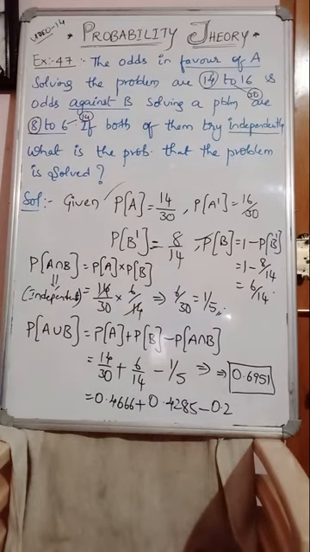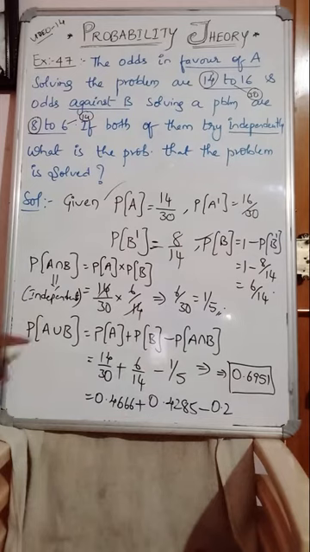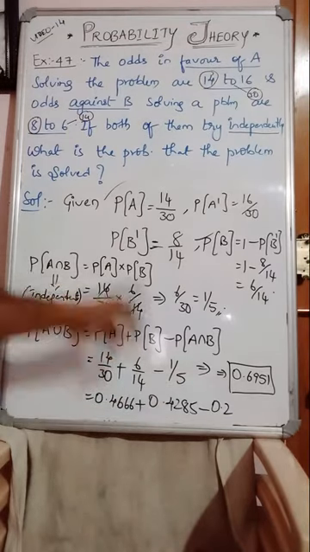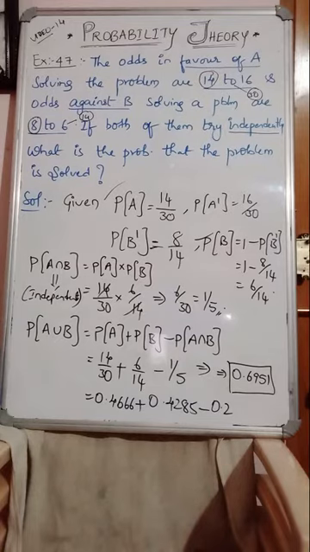Right? If both of them try independently, then P of A union B equals P of A plus P of B minus P of A intersection B. A union B means at least one solving the problem. Right? Either A can solve or B can solve. Both A and B can solve. Finally, the problem should be solved. That's it. So according to the formula, substitute those values here. You get the answer 0.6951. This is example number 47.